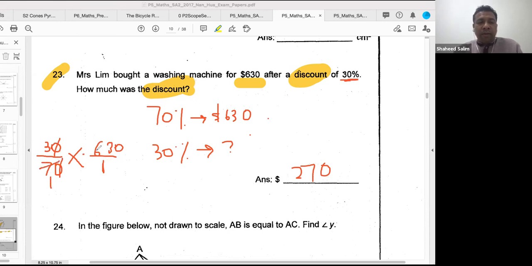1. Divide by 7. Divide by 7 is 9. 3 times 90. 3 times 9 is 27, plus the 0. This is a fast method.